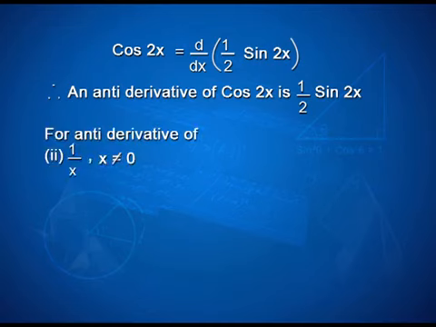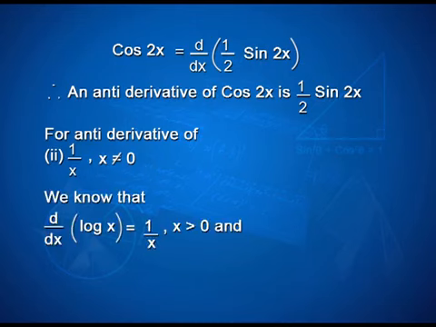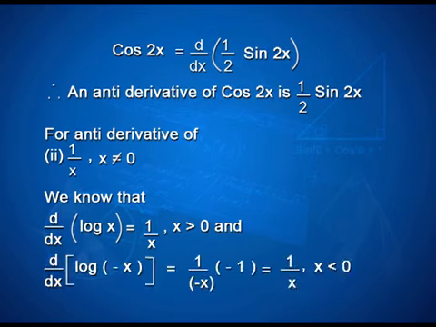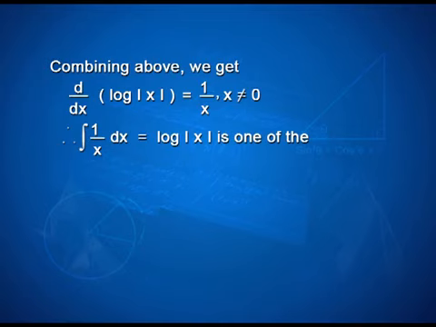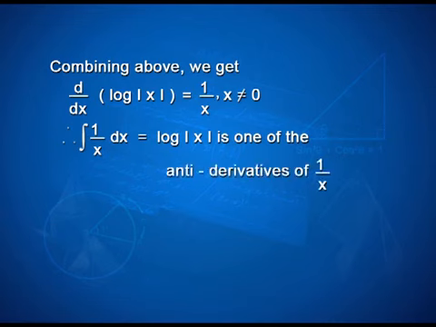For the antiderivative of 1 upon x, x not equal to 0, we know that d by dx of log x is equal to 1 upon x, x greater than 0, and d by dx of log of minus x is equal to 1 upon minus x into minus 1, that is equal to 1 upon x, where x is less than 0. Combining the above, we get d by dx of log of modulus x is equal to 1 upon x, x not equal to 0. Therefore, integral 1 upon x dx is equal to log of mod x, which is one of the antiderivatives of 1 upon x.